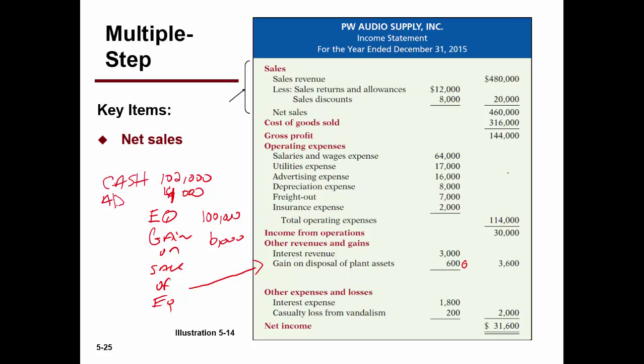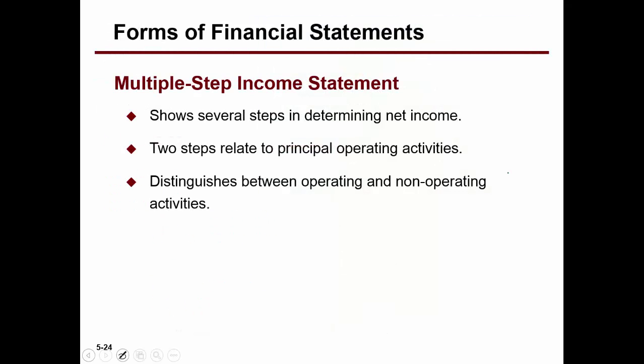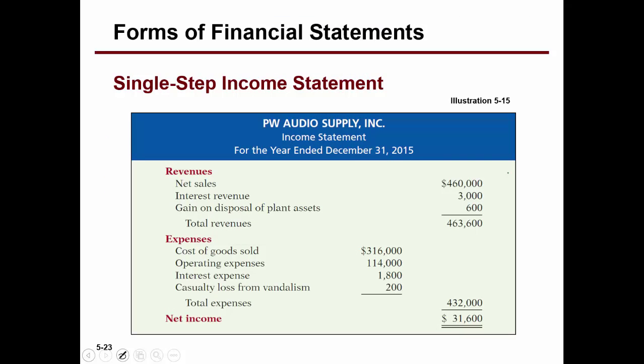So I would go ahead and report that as a gain. And I wanted it to end up to be 6,000. It was 600, but otherwise it would have worked perfect, right? Okay. Now that is considered the multiple step. Notice we have net income of how much? 31,600. See that? Now if you go over to the single step, notice the net income's exactly the same, isn't it? 31,600.